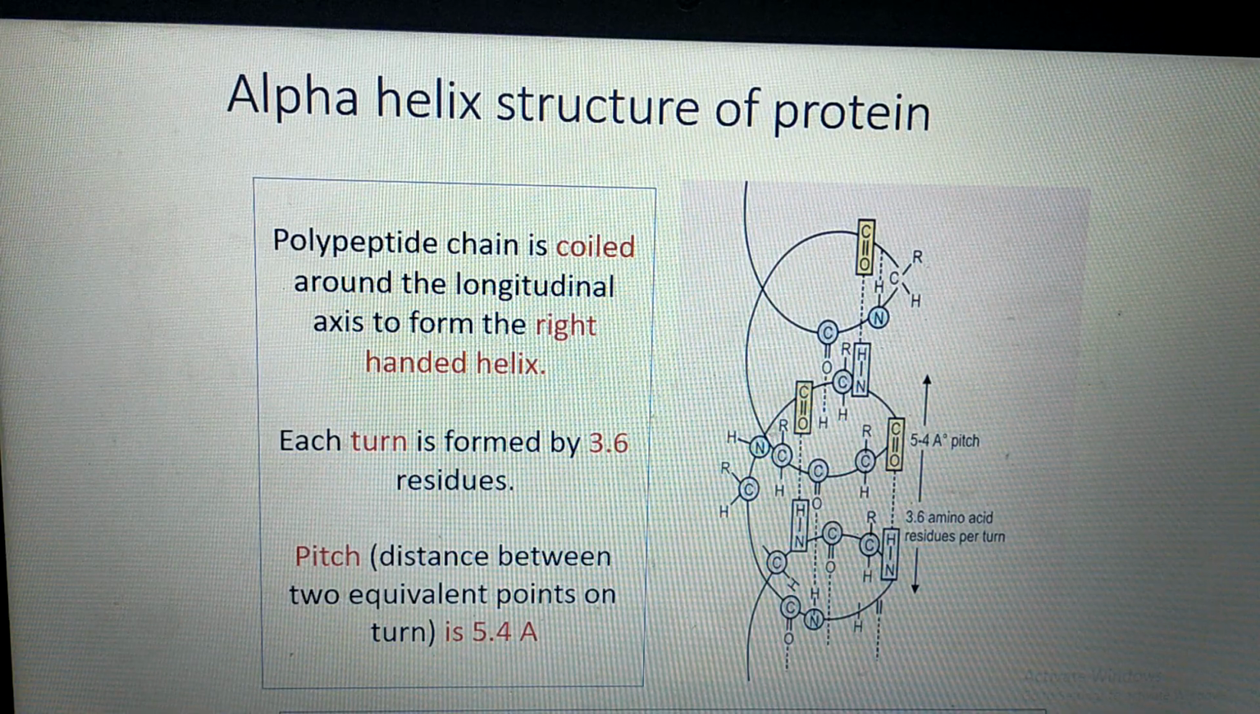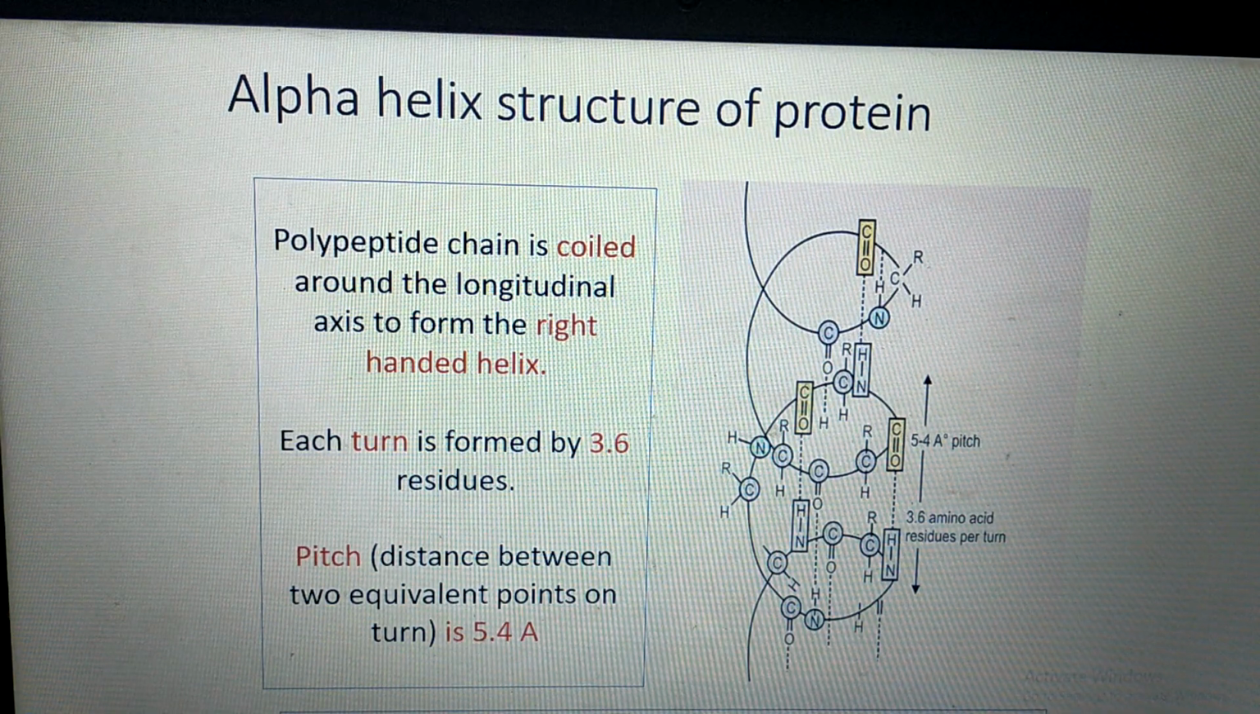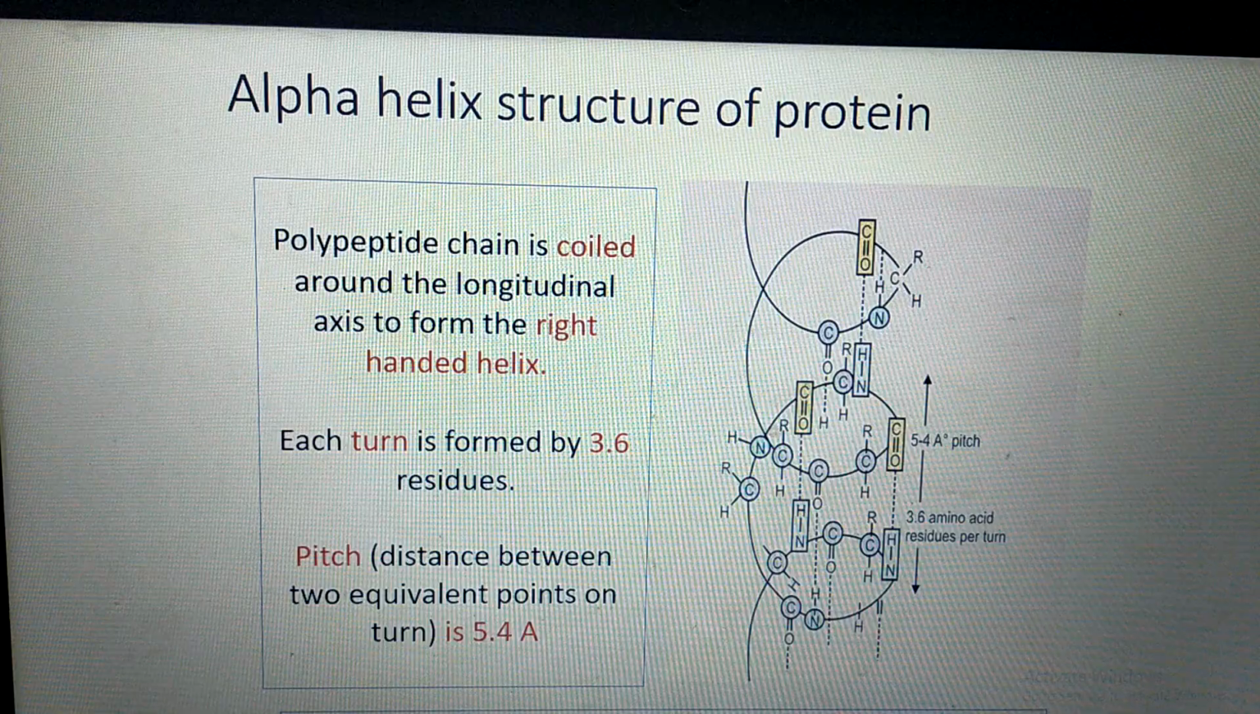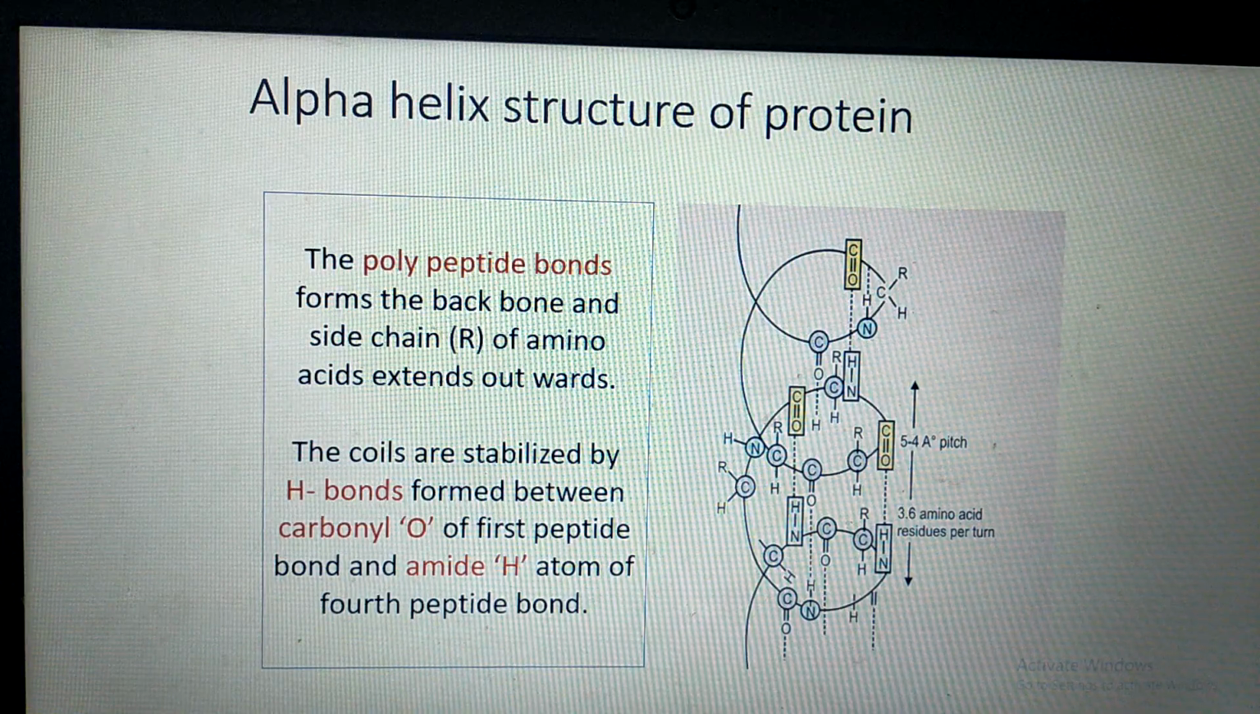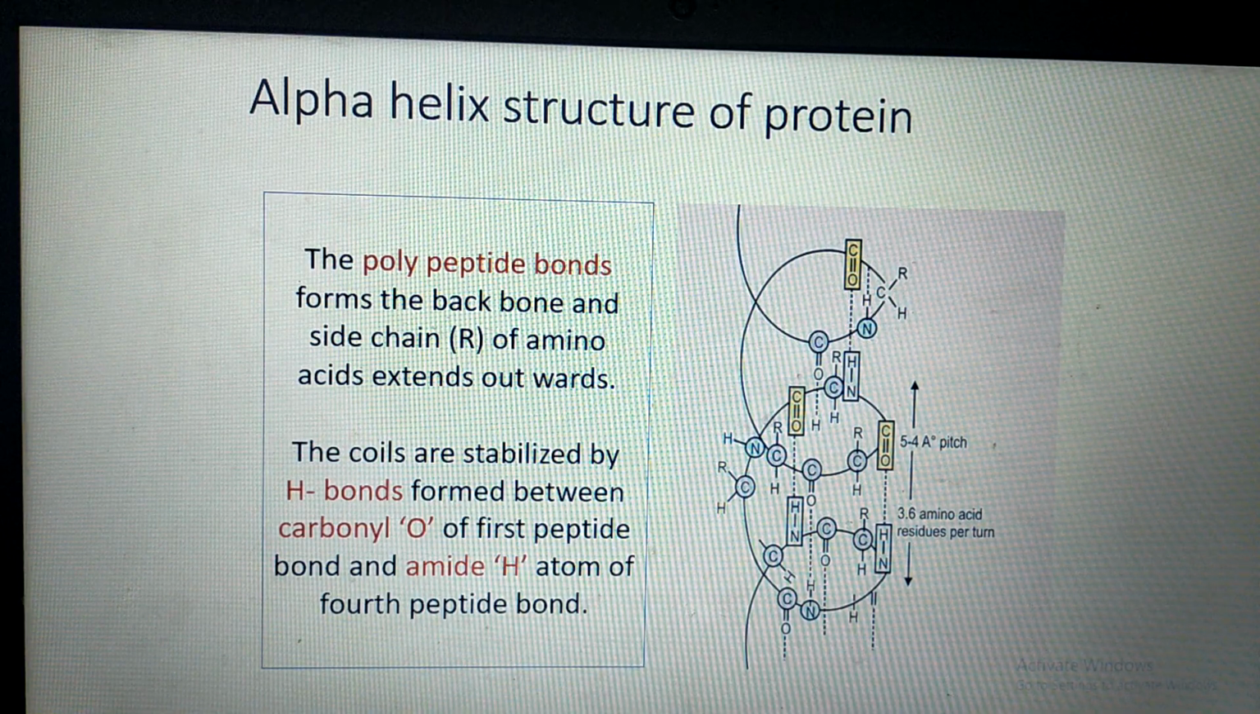Here the polypeptide chain is coiled around the longitudinal axis to form a right-handed helix. Each turn is formed by 3.6 residues. Here residues means amino acids. Pitch, that is the distance between two equivalent points on a turn, is 5.4 angstrom, and the distance between two successive amino acids is 1.5 angstrom. The polypeptide bond forms the backbone and the side chains of amino acids extend outward as shown in the figure.